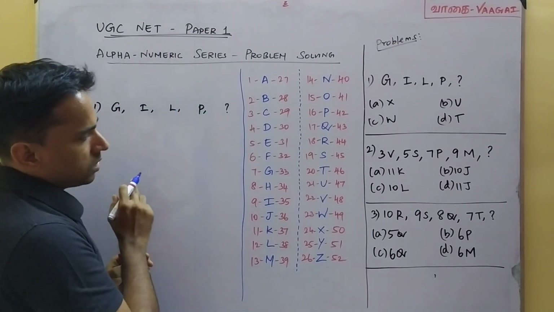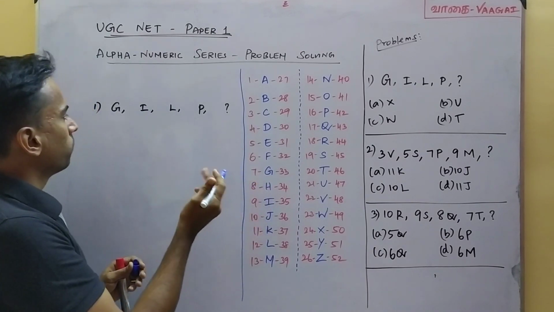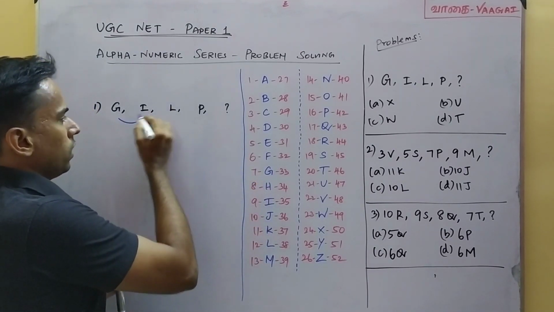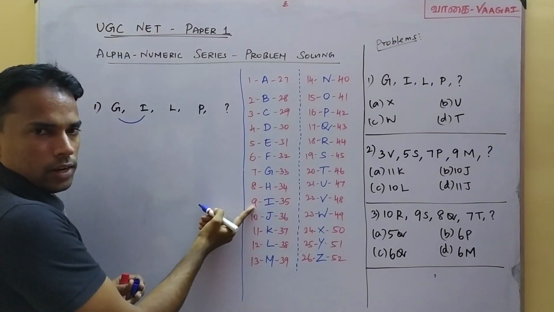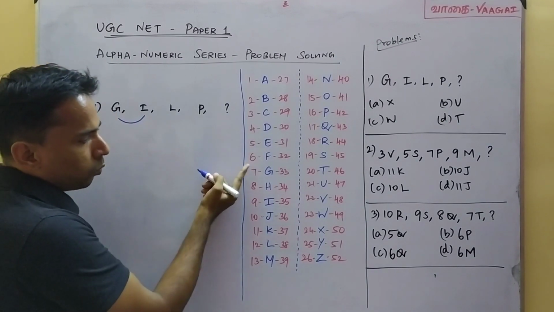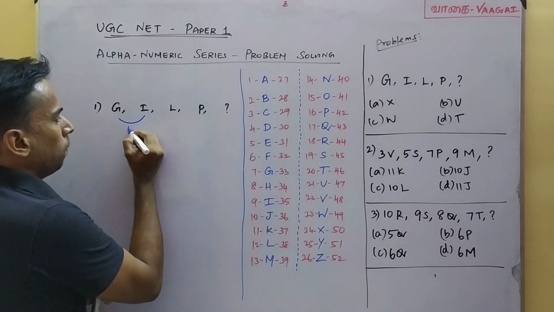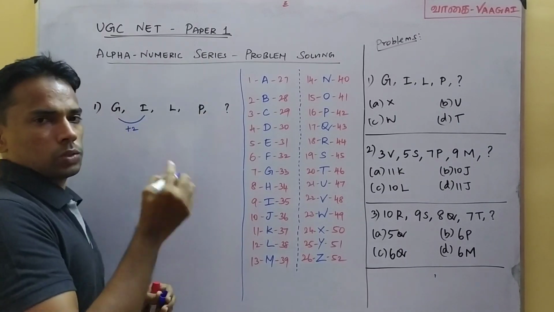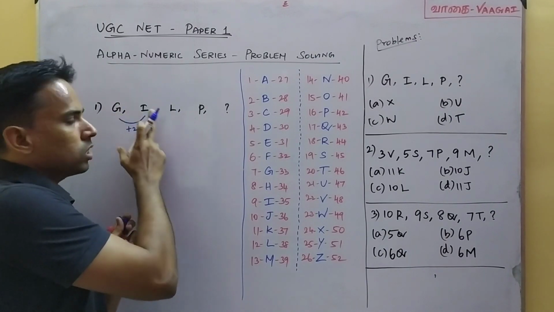G is at the 7th position, and they have moved to I, which is at the 9th position. So here they have moved 2 positions forward. Let me indicate it as plus 2. This plus 2 simply means from G they have moved 2 positions forward.